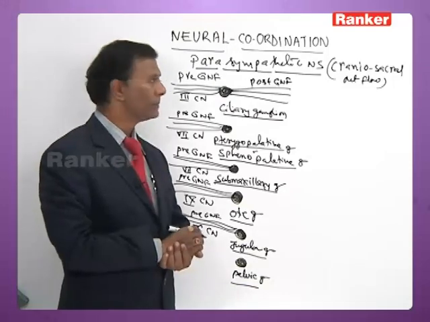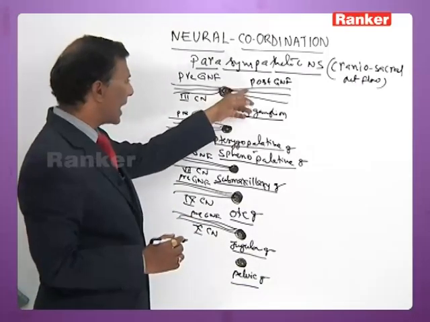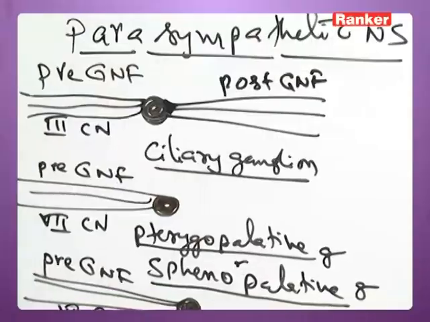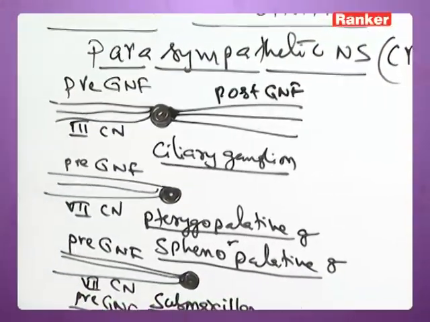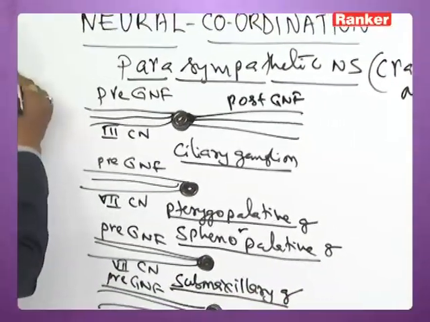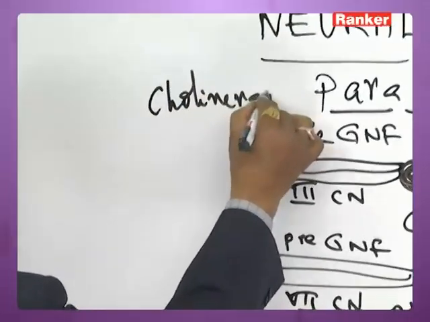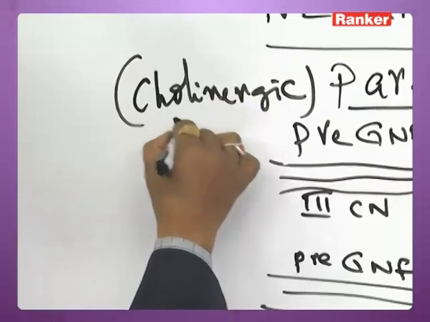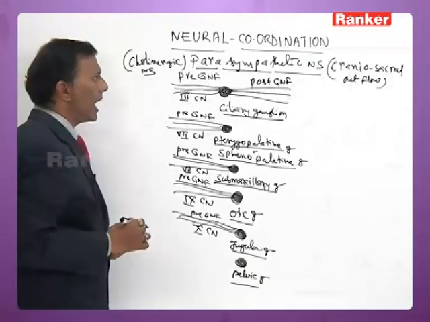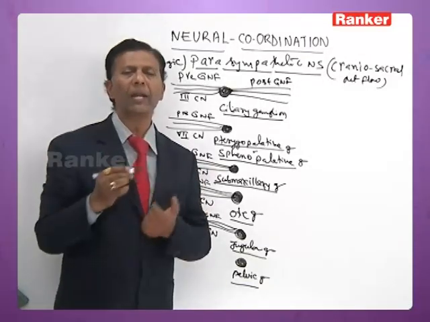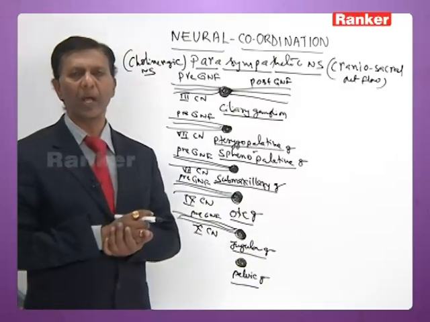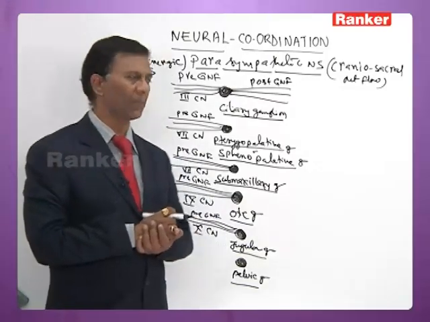Now all these postganglionic nerve fibers of the parasympathetic system secrete acetylcholine, hence it is also called the cholinergic nervous system. And by and large it has an inhibitory effect on most of the organs. That's why it is also called the inhibitory system.